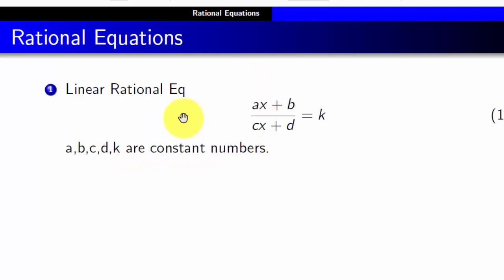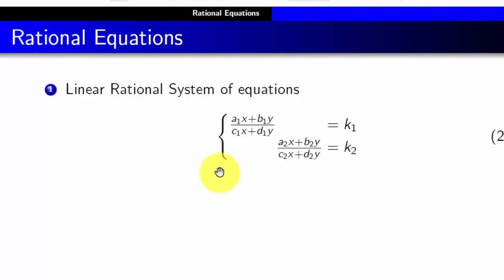The general form of a linear rational equation is (ax + b) divided by (cx + d) is equal to k, where a, b, c, d, and k are constant numbers. For example, (-x + 2) divided by (4x + 1) equals 10 is a linear rational equation.